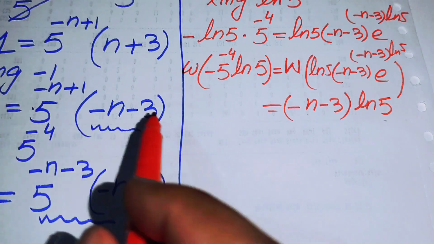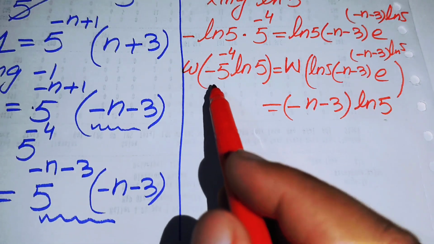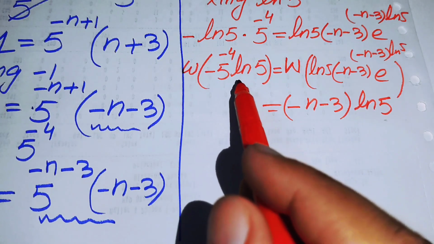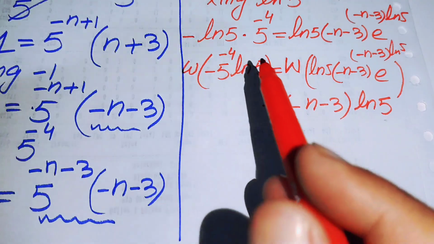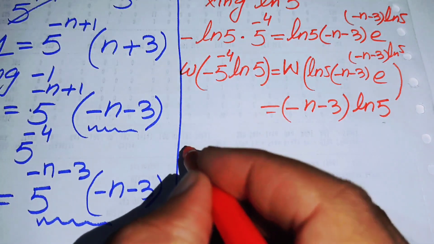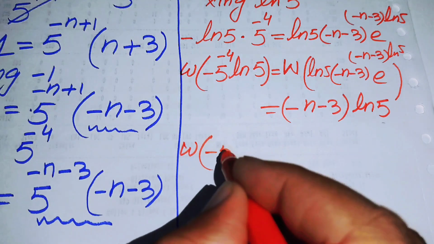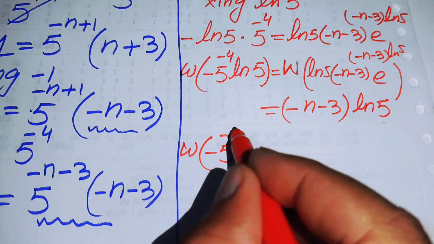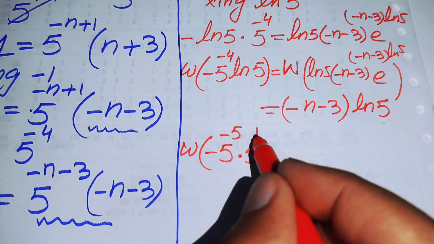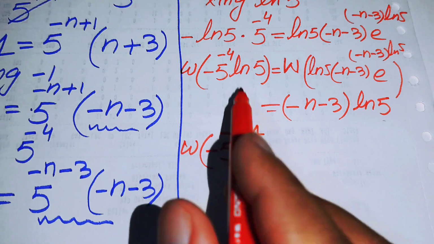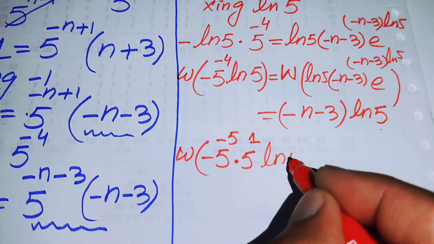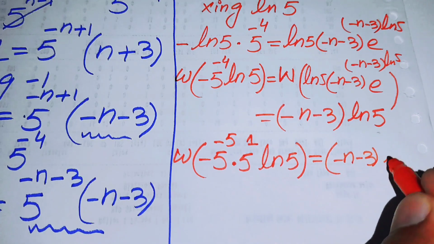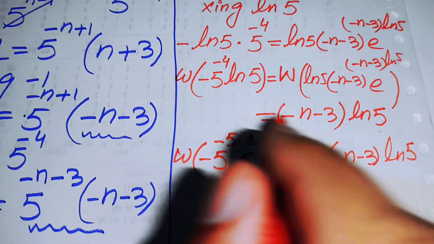Now on the left hand side we will again make the exponent in the form of e. We can write the exponent of 5 as 5 to the power of minus 5, and we can write this minus 4 as minus 5 into 5 to the power of 1, because when you add these two you get minus 4 into log of 5, and this is equal to minus n minus 3 into log of 5.